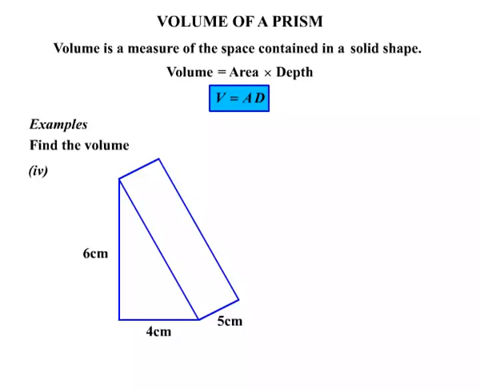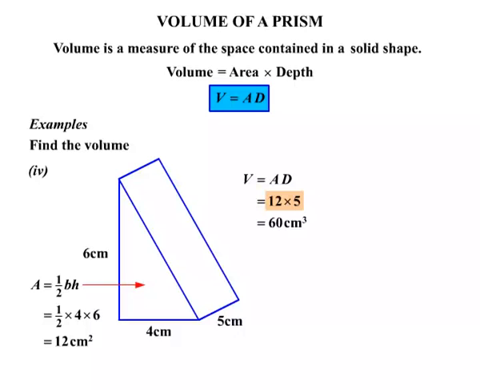Our fourth and final example, we need to find the volume of this triangular prism. Well, V equals AD. The A is the area of that triangle. Area of a triangle, of course, is half base times height. So we put our half down, the base times the height, where the base is 4, the height is 6. Let's multiply by those. Half times 4 is 2. 2 times 6 is 12. So our area is 12 square centimetres. In our working, we put the 12 down. Then we're multiplying by the depth, which is 5 in this case. 12 times 5 equals 60 cubic centimetres.